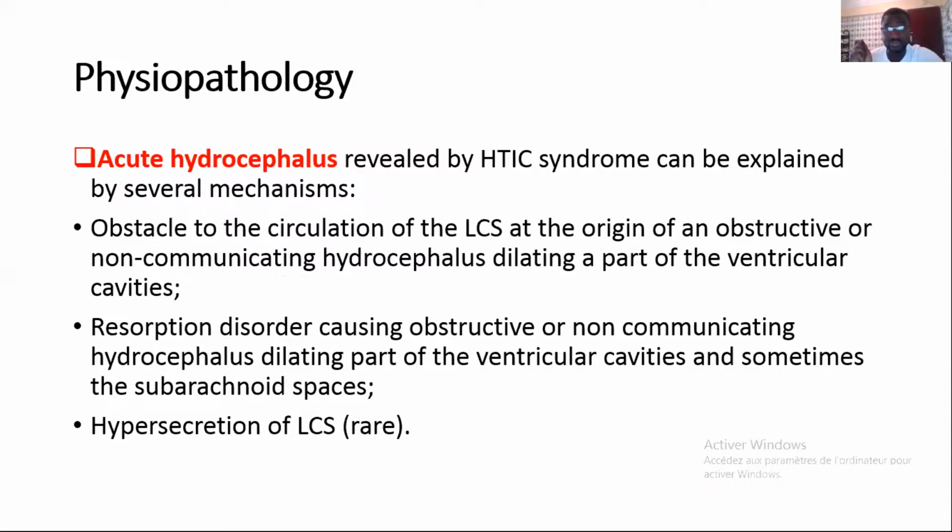Acute hydrocephalus revealed by intracranial hypertension syndrome can be explained by several mechanisms, like obstacle to the circulation of CSF at the origin of an obstructive or non-communicating hydrocephalus, dilating a part of the ventricular cavity. Resorption disorder causing communicating hydrocephalus, dilating the ventricles and sometimes the subarachnoid space. We can have hypersecretion of CSF, which is rare.